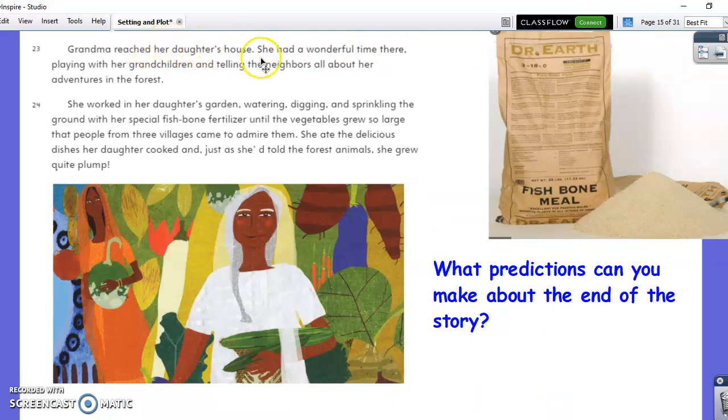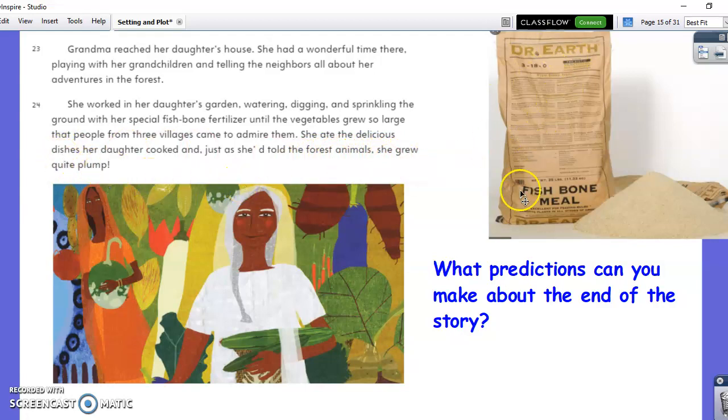Grandma reached her daughter's house. She had a wonderful time there, playing with her grandchildren and telling the neighbors all about her adventures in the forest. She worked in her daughter's garden, watering, digging, and sprinkling the ground with her special fish-bone fertilizer until the vegetables grew so large that people from 3 villages came to admire them. She ate the delicious dishes her daughter cooked, and just as she told the forest animals, she grew quite plump.